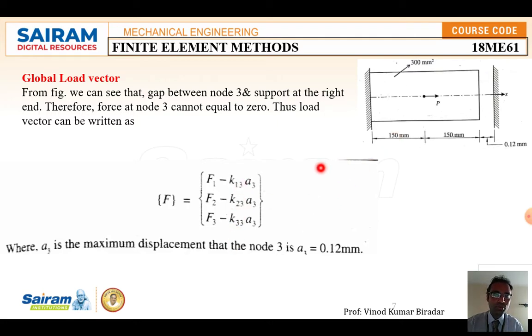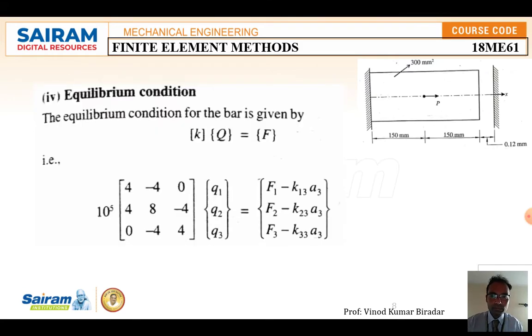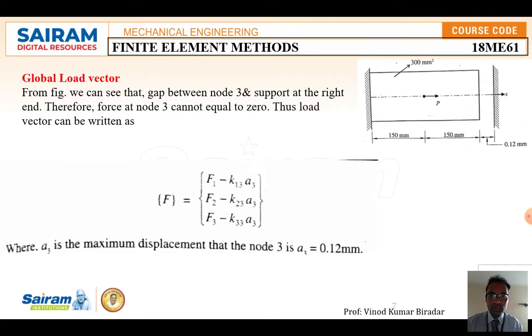You just draw K11, K12, K13, and K21, K22, K23, and K31, K32, K33. The last third element, that is K13, K23, K33, which is multiplied with this distance, that is A3. So where A3 is equal to what? The given displacement is equal to 0.12 mm. I hope you understand this.